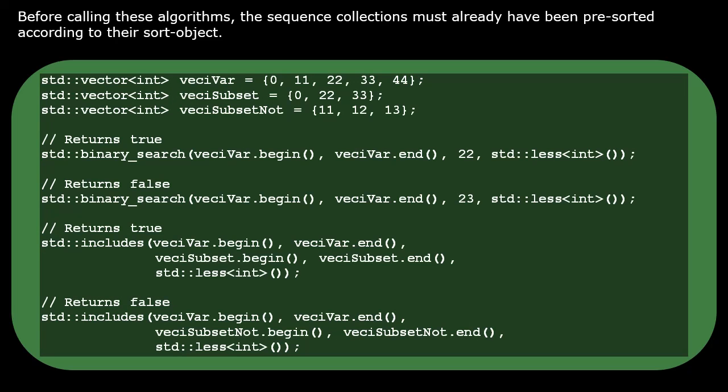This includes function is the same as binary search, except instead of considering just one test value, this includes function considers a whole collection of test values. As a result, this includes function is essentially testing if one collection is a subset of another collection. If the programmer-specified sort object is omitted, then it will default to less.